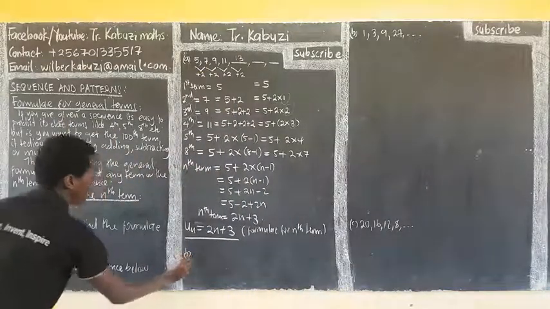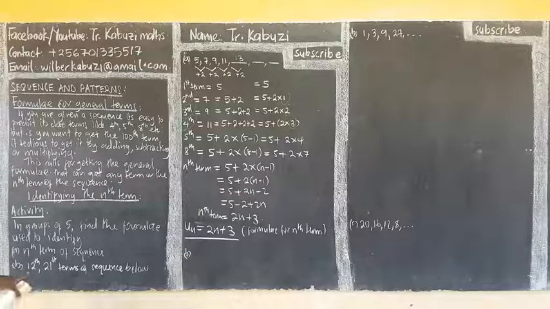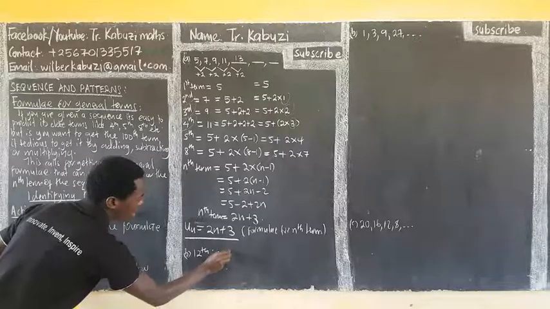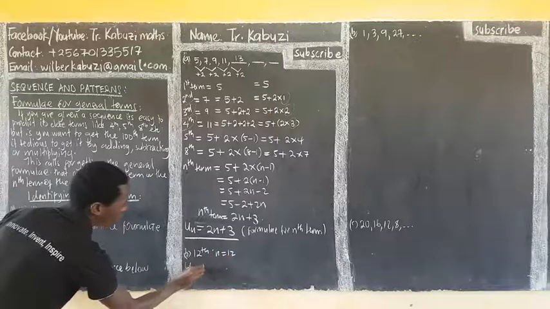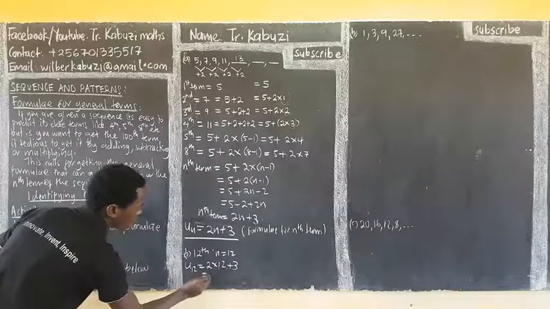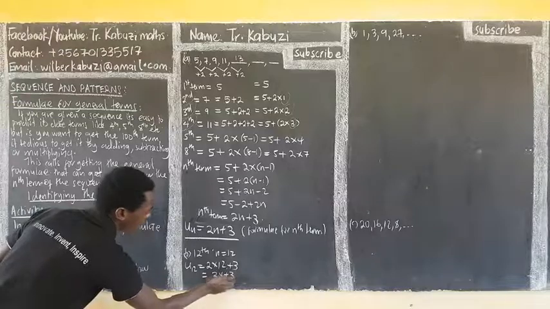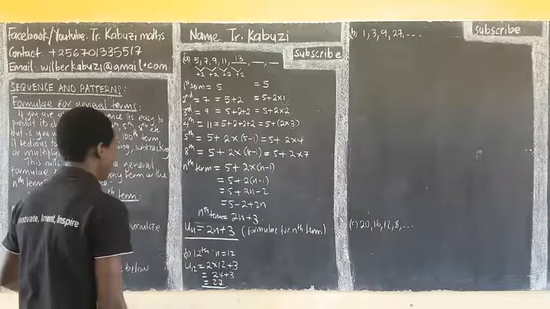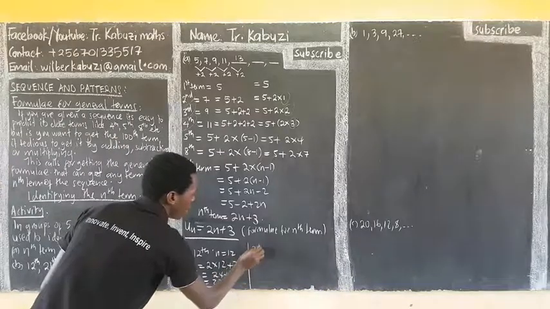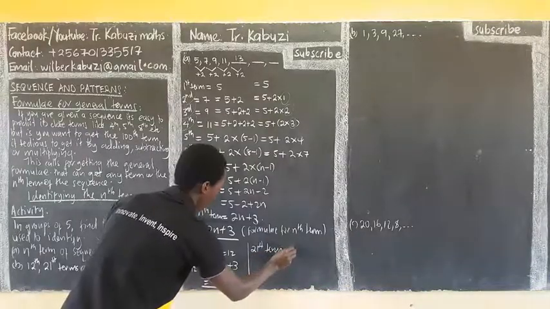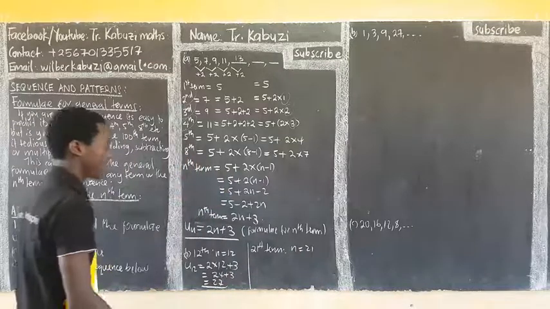So to get part B, they want us to get the 12th term. So the 12th term means that our n is 12. So our u12 is going to be 2 times 12, then plus 3, which is 24 plus 3, which will give us 27. That's the 12th term. So then they want us to get the 21st term, so from there, our n is 21.